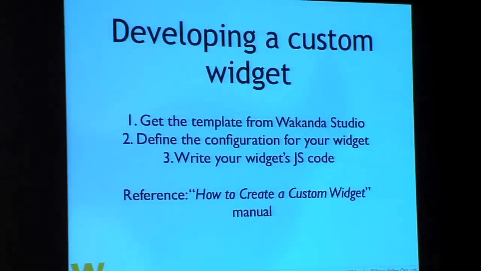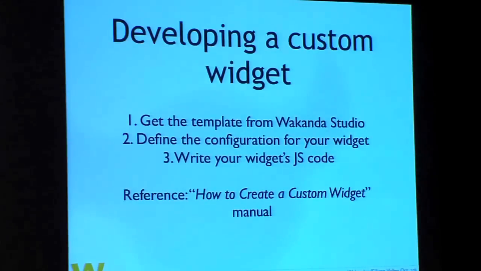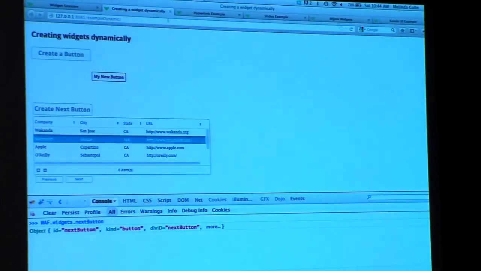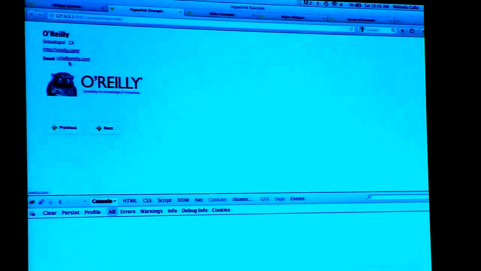So developing a custom widget. We actually wrote a whole document on this. And the example I'm going to show you is actually the widget that I created with one of our developers. We created a hyperlink widget so that it's bound to a data source. So this one is a URL and an email so that they're actually live, so that I can actually go to the websites and use it just as a typical URL, which we can't do yet in Wakanda.